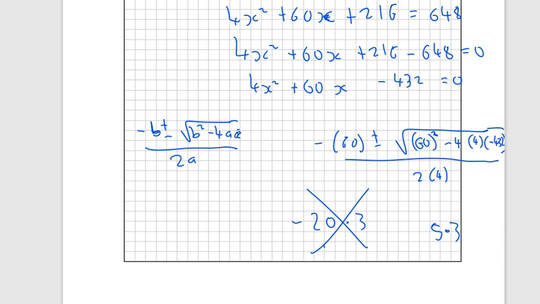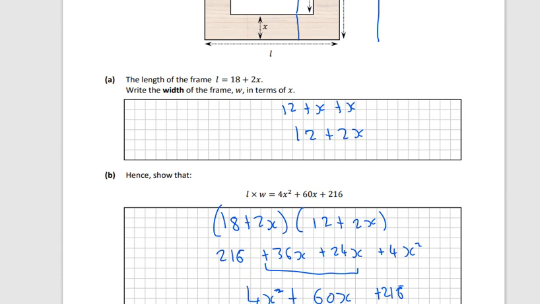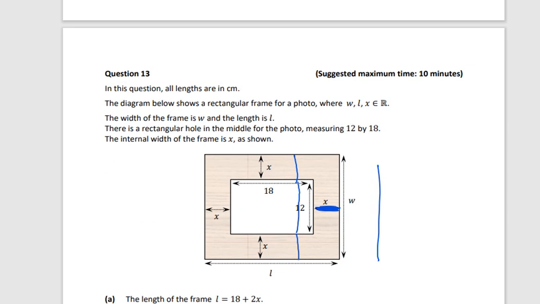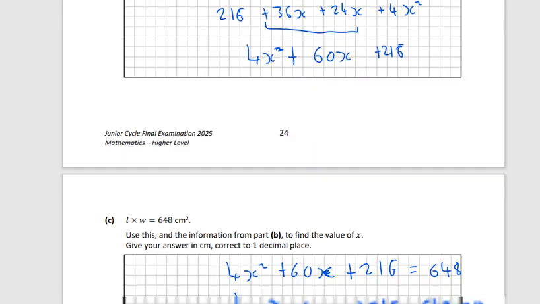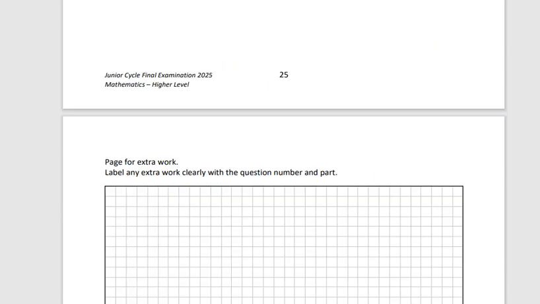So remember, the minus b formula always just gives you the two things that it could be. So you have to apply it to the question sometimes, so there might be a mark going for that. That's it. That's all for this paper.